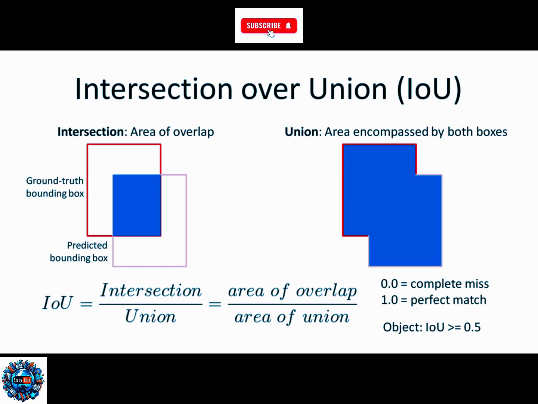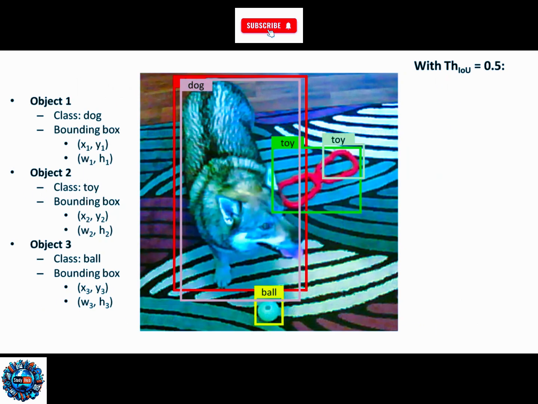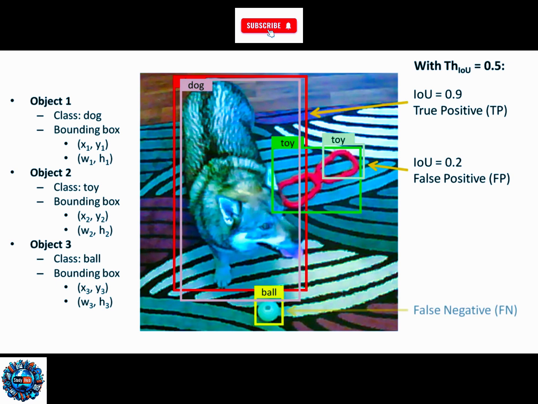Let's go back to our image example. Here, the detected dog object might have an IOU of something like 0.9. If we set the IOU threshold to 0.5, this would be considered a true positive detection and classification. However, let's say our toy box has an IOU of only 0.2. As a result, this prediction would be considered a false positive. Because the ball object was not detected at all, but there was a ground truth label for it, this would be a false negative. True negatives are all the parts of the image where we detected no objects and there were no ground truth objects listed.